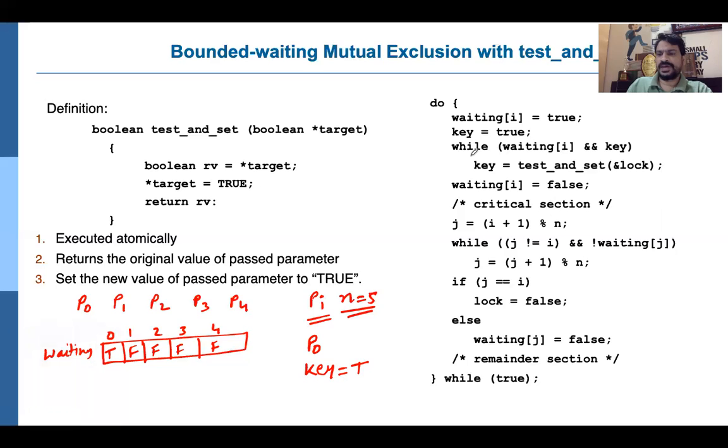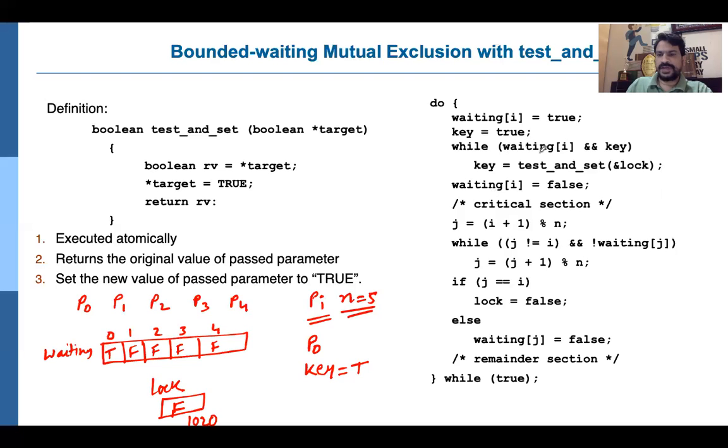Now, after that, we have a loop. It says that while waiting of I and key, if this is true, then we have to change the value of key to test set ampersand lock. And you know that lock is a variable which has the address, let's say 1020, and it has the value false at the very beginning, right? That we have already seen.